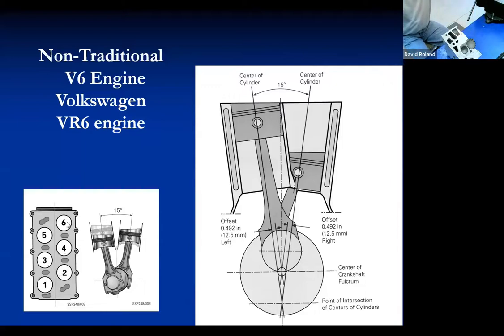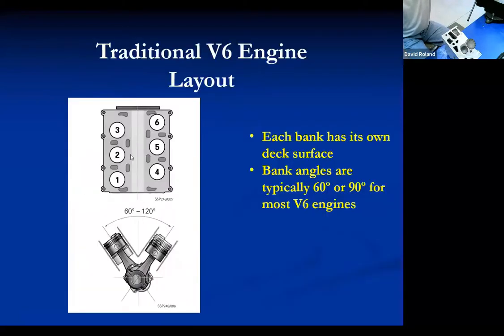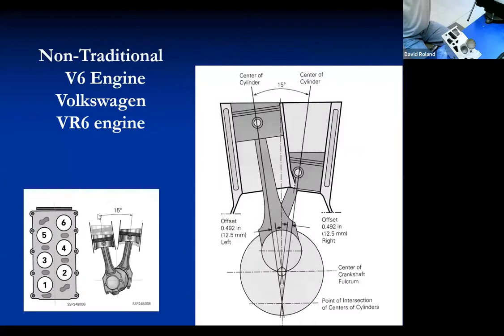What this does for this style of engine is we only need one cylinder head that will cover all six cylinders at one time. It'll take care of all six. The traditional V6, this one here, would require two cylinder heads, one here and one here, where this Volkswagen has now got just one cylinder head. We can eliminate parts.